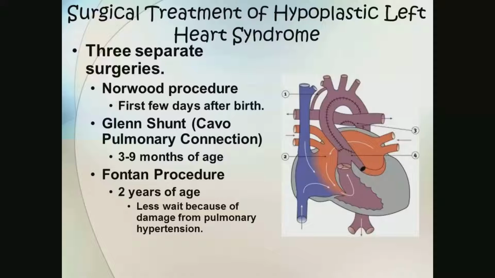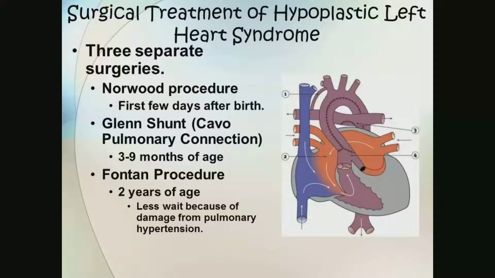So the Norwood is the first one that is done. Then at about 3 to 9 months of age, we do what is called a Glenn shunt. And then finally we do the Fontan. And the Fontan is done usually later, a couple of years of age.